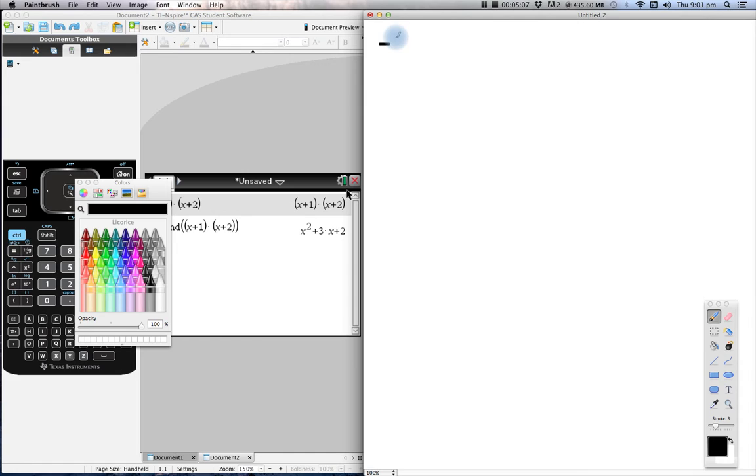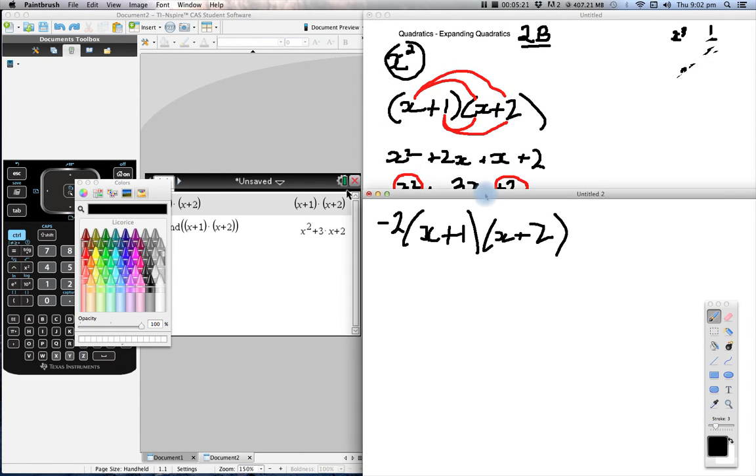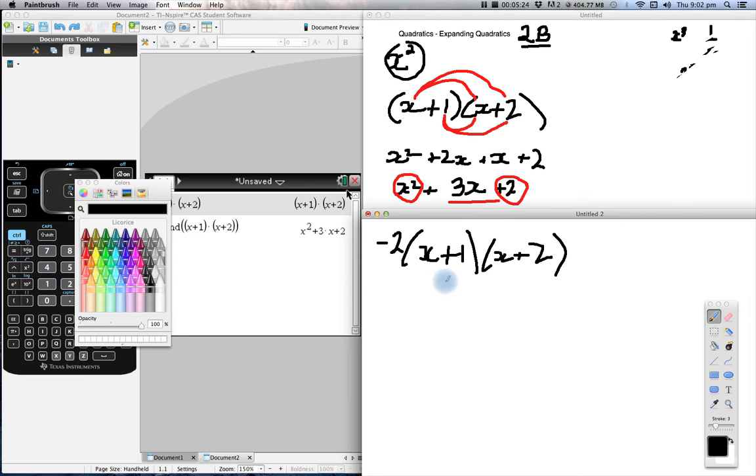first let's consider negative 2 times our first example, x plus 1, x plus 2. So let's look at what we had before. There we go, that was our answer from before. So the best way to do these problems is first do all the expanding, do that first, and then multiply it by our minus 2. So we've still got our times minus 2 at the front, and we have our answer from before because it's the same factorized quadratic that we had here.